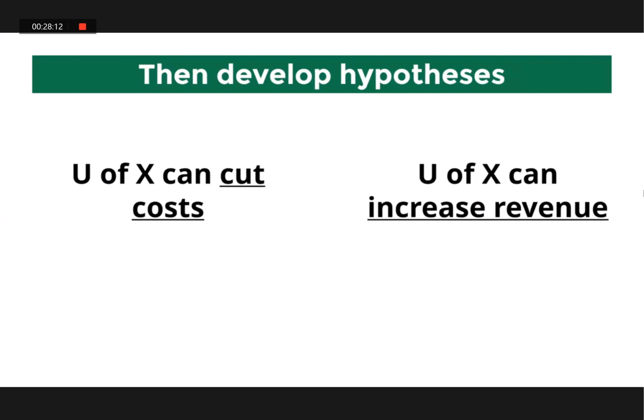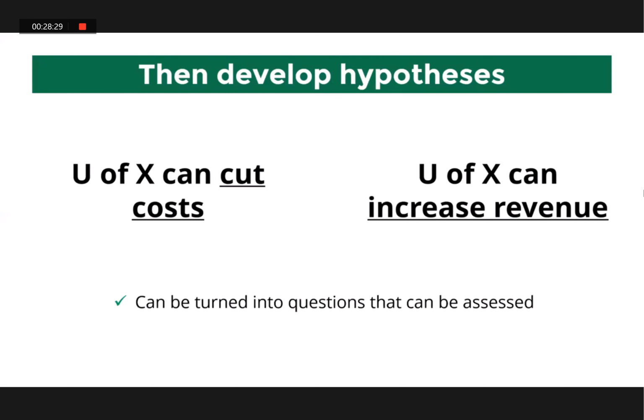So what would we do first? We'd come up with hypotheses. In this situation, there's two clear options outlined by the problem. U of X can either cut costs or U of X can increase the revenue it's taking in. And what's powerful about these is you want to make sure that your hypotheses are set up in a way that they can be turned into questions that you can assess and then do research into later.